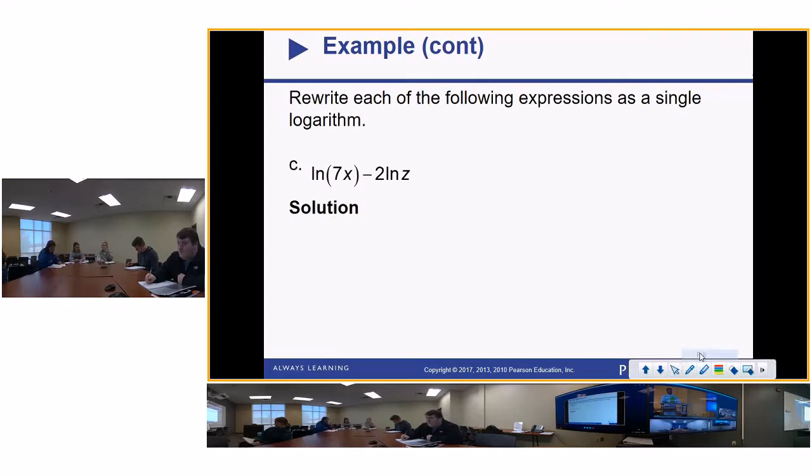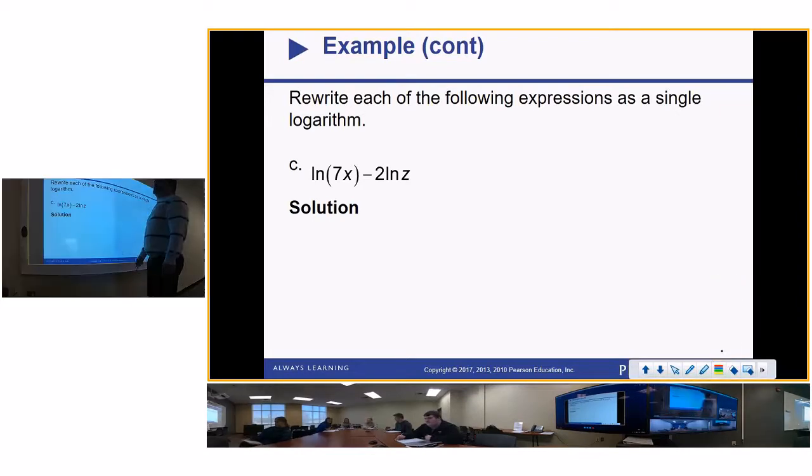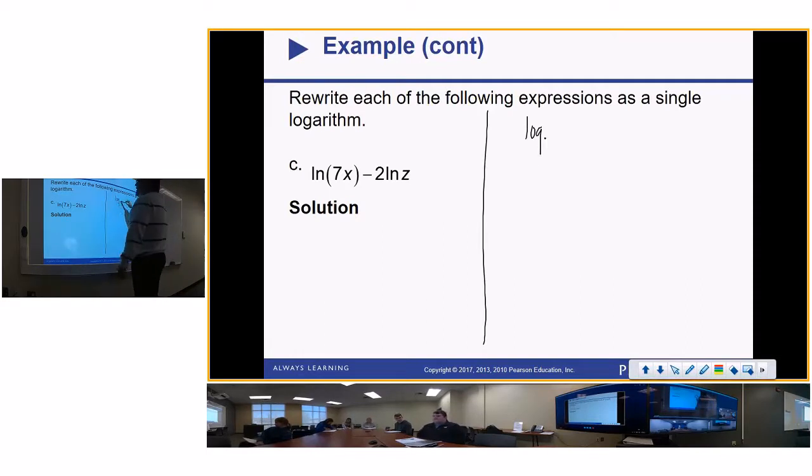All right, y'all. There you go. So you can do it 2 different ways. One is you can deal with basically the LN, or you can do log base e of 7x minus log base e of z squared.